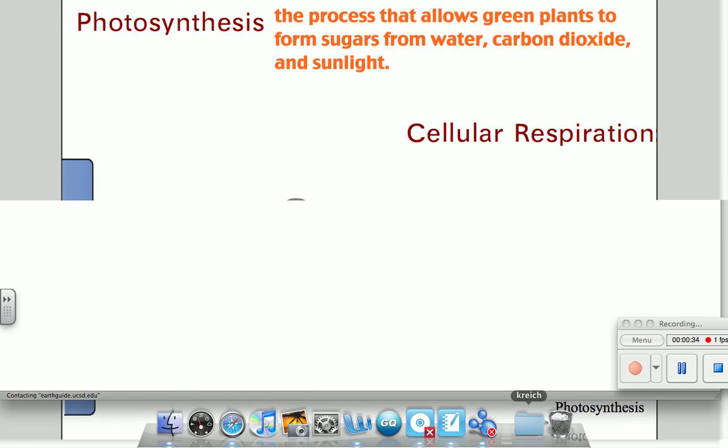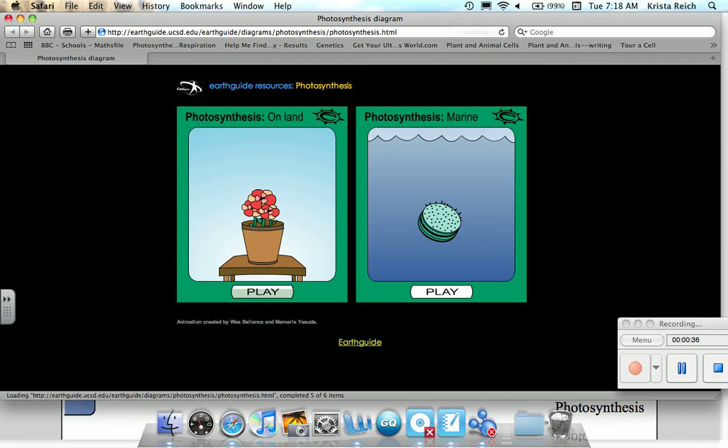If we take a look at this short video, we'll kind of demonstrate this process. You see that carbon dioxide is in the air, sunlight, water, nutrients for the plant, but that's not really necessary. They go in the plant, and then out comes oxygen.